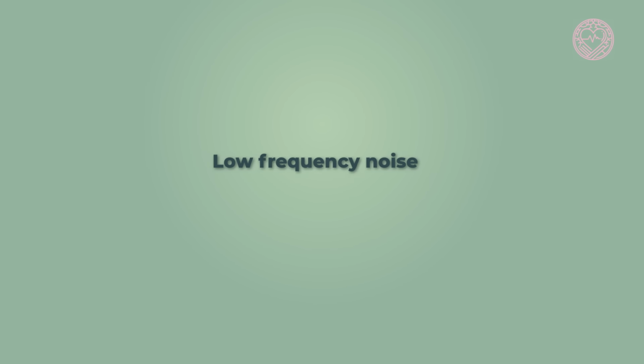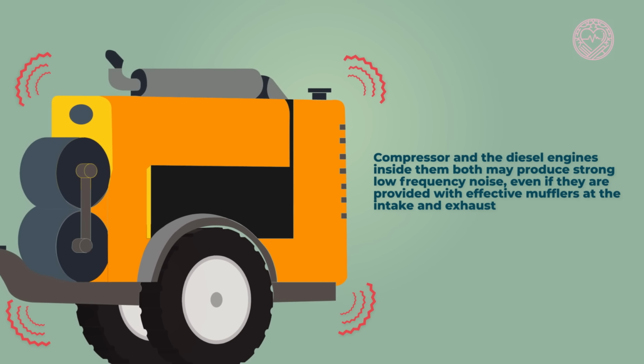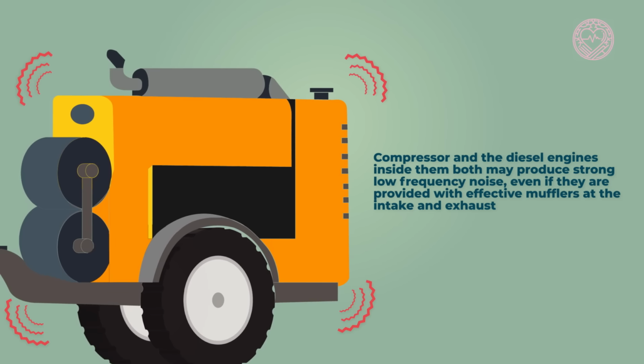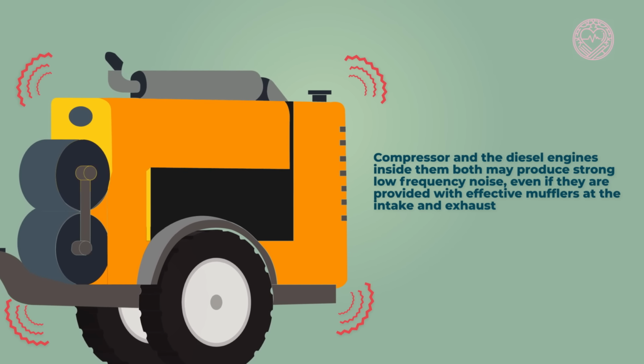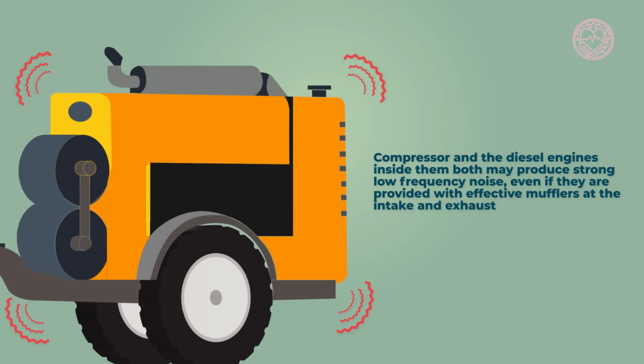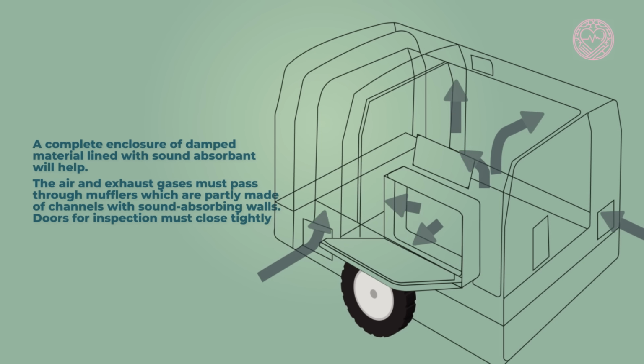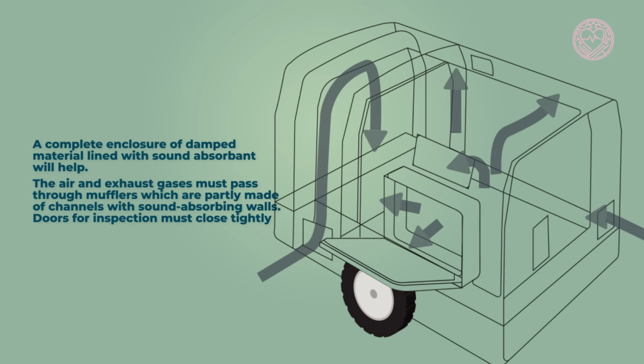Low-frequency noise. Compressors and the diesel engines inside them may produce strong low-frequency noise, even if the area is provided with effective mufflers at the intake and exhaust. A complete enclosure of damped material lined with sound absorbent will help. The air and exhaust gases must pass through mufflers, which are partly made of channels with sound-absorbing walls. Doors for inspection must close tightly.